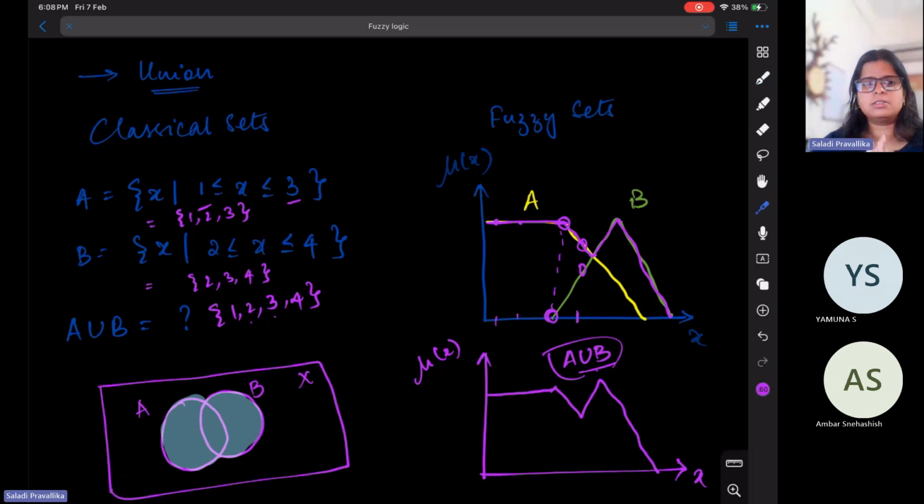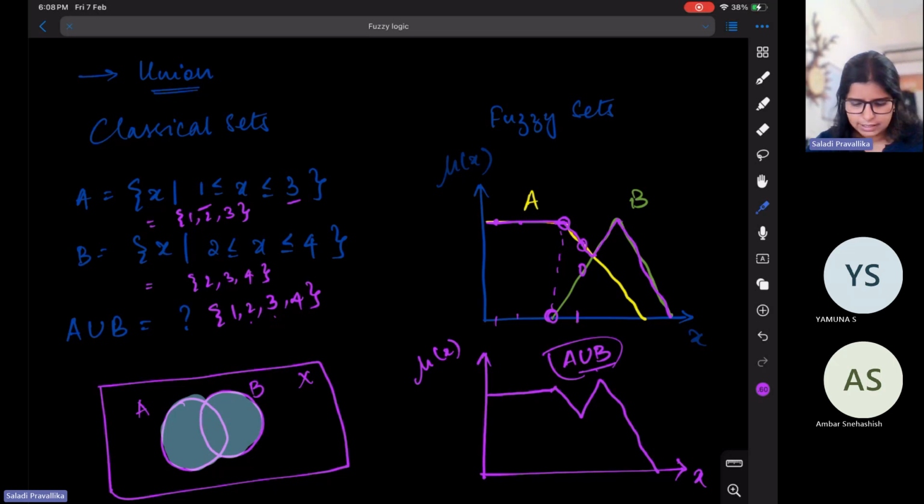Okay. So today we'll be looking at union, intersection, and difference. After that we'll also be looking at properties of fuzzy sets. All right. So in union, let us see how it works when we talk about classical sets, how union properties apply, and how union is applied for fuzzy sets. Okay, let us just see that.